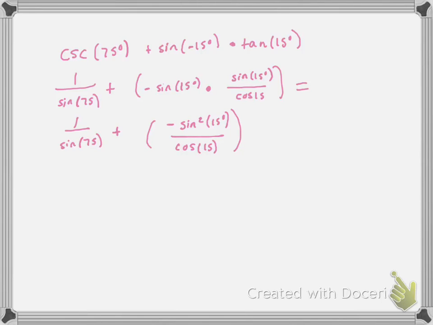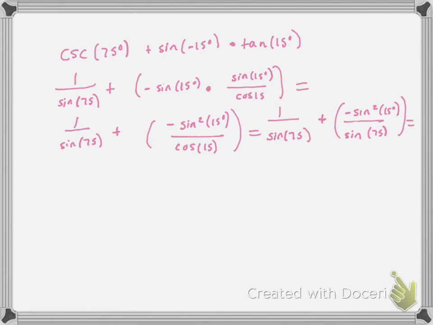Now remember what we just discussed in the last problem. Whenever we have cosine of 15, we can also make that sine of 90 minus 15, which is equal to sine of 75. So we have 1 over sine of 75, and we'll say still plus negative sine squared of 15 degrees over cosine of 75 degrees. So remember what we're doing with that 90 degree period there. And now this is equal, because we have, this should be sine of 75 degrees.